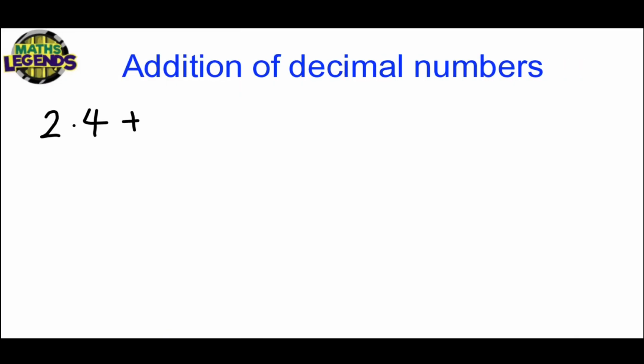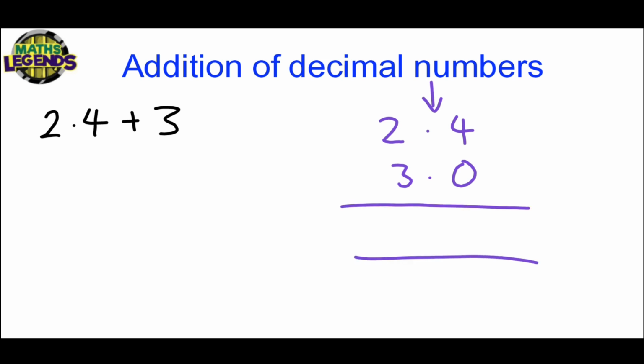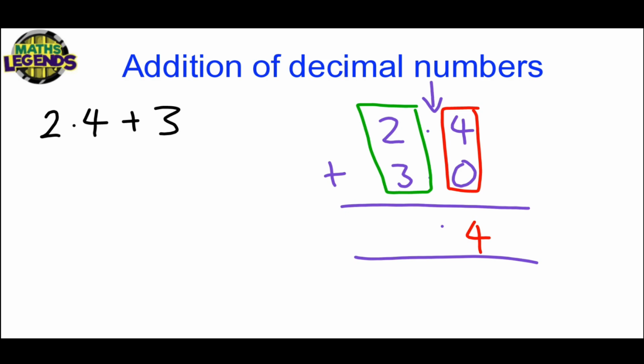Let's look at another example. 2.4 plus 3. So again, we write this in a column. So 2.4. And the next we put the decimal point in, align that in the same column, and then we fill the numbers around it. So the 3 is before the decimal point, and then we fill in the gaps with the 0. We add the numbers together, starting with the right hand side column. 4 and 0 is 4. The decimal point stays in the same column, and then we move to the next column. So that's 2 plus 3, which is 5. So the answer here is 5.4.